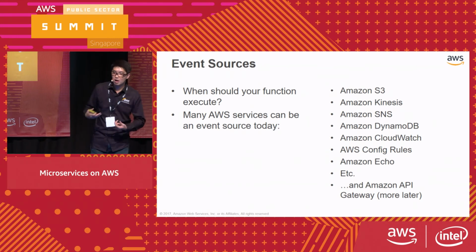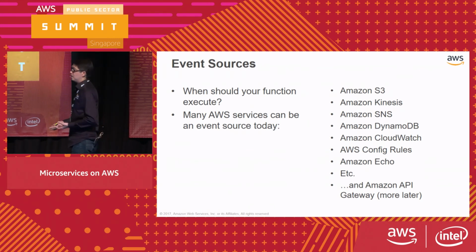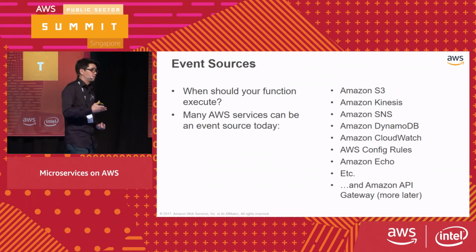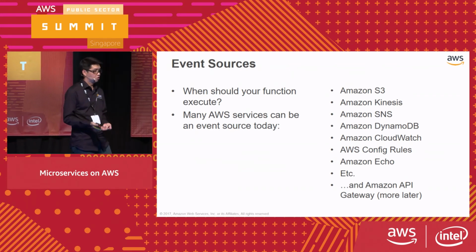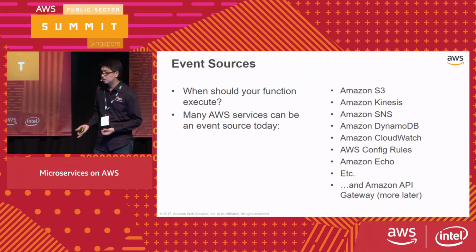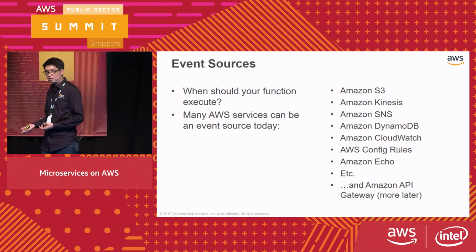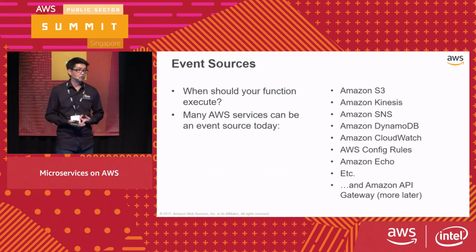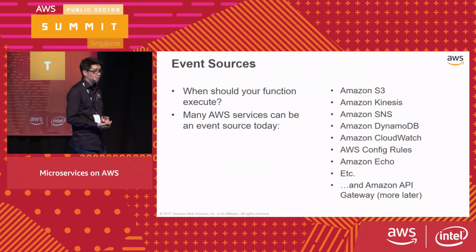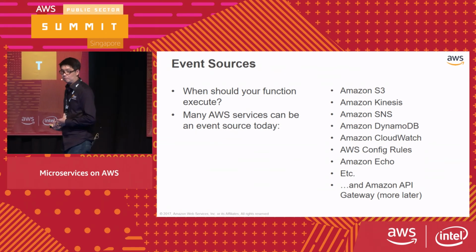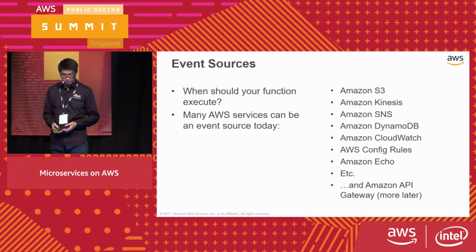So for example, I want to have my code execute when someone drops an object into an S3 bucket. So I will choose S3 as the event source, and whatever information for that particular action, for example who dropped that object into the bucket, what the bucket name is, what the key and the size of that object are, will be passed to the application code itself, such that I can process it.